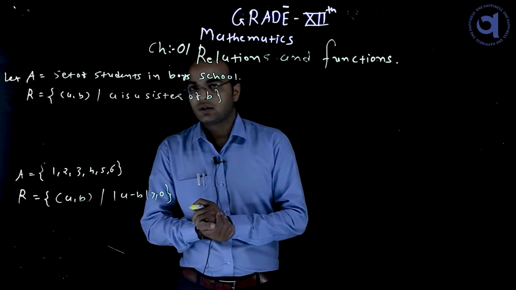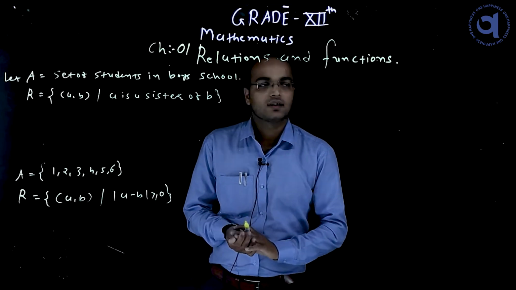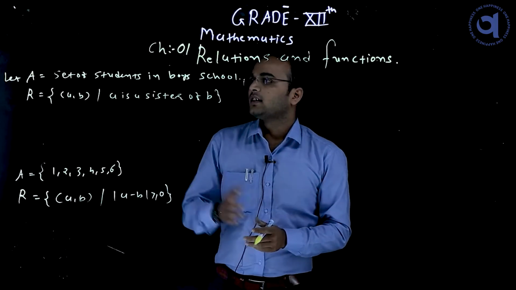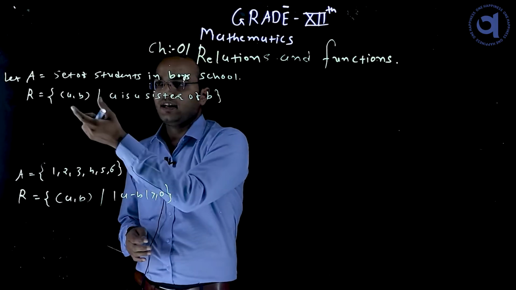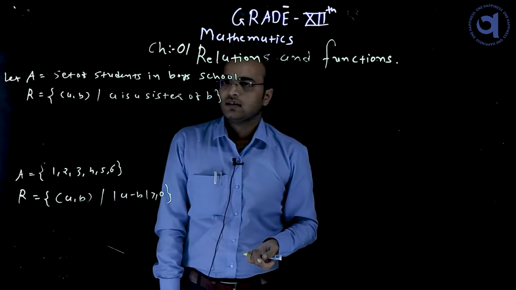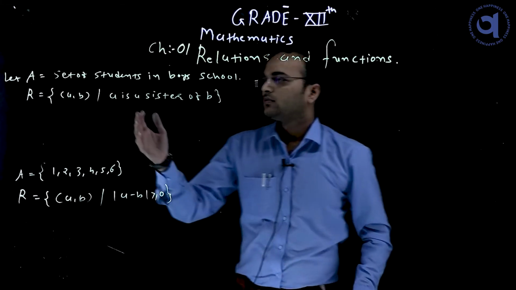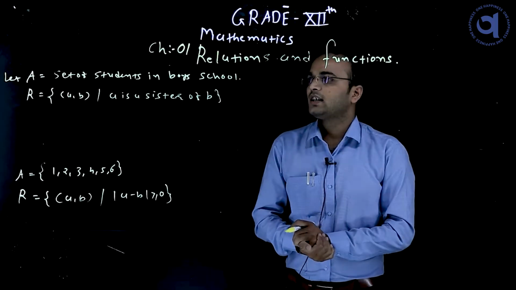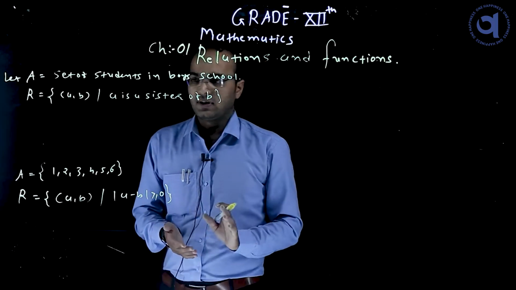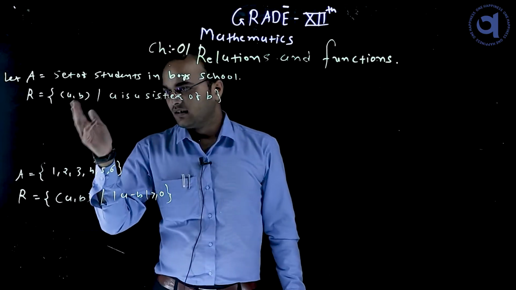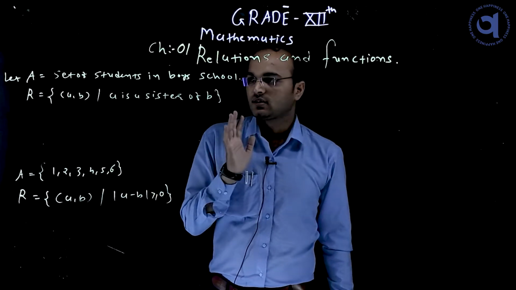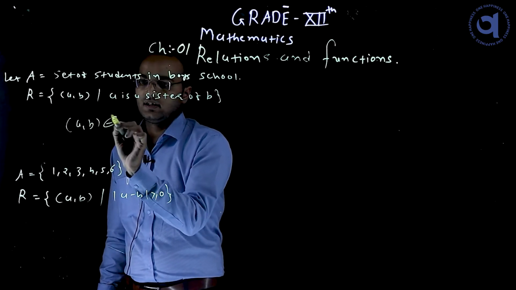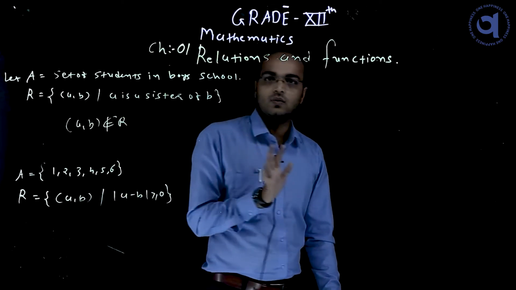Now let's see some examples of empty relation and universal relation. Suppose I consider a set A, the set of students in a boys school, and consider a relation R on that set A, (a, b), where a is a sister of b. Can we say that in a boys school some student is a sister of another student? They are all boys, so there is no female. So we cannot say any student is a sister of another student. So there are no elements, and (a, b) does not belong to R. Why? Because a and b both are boys.